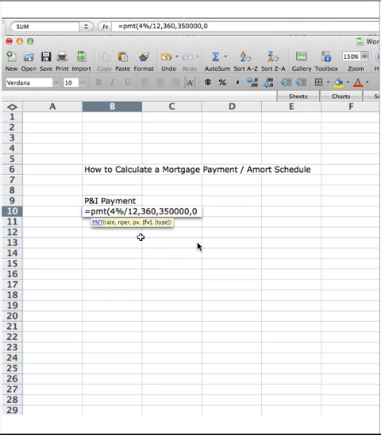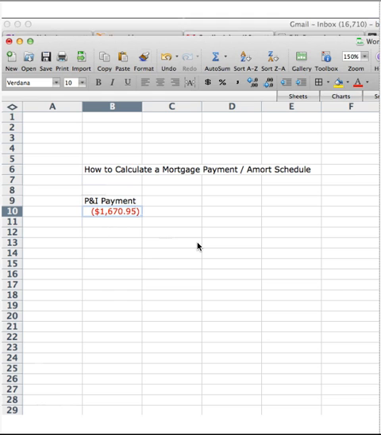Now we're going to skip this thing at the end that says type. We're just going to close the parenthesis, and look at that. There's our payment. It shows as a negative because it's negative cash flow. If you're making a payment, it's money going out of your pocket. But what that's saying, if you look at this and look at our formula, is that on a 30-year fixed $350,000 loan at 4%, your payment is $1,670 a month.